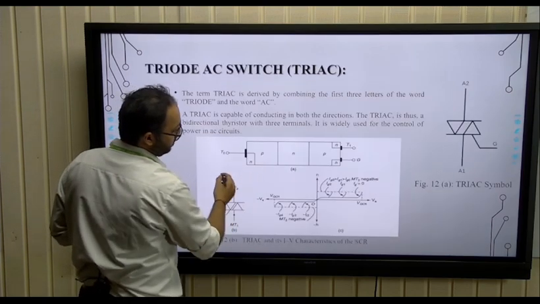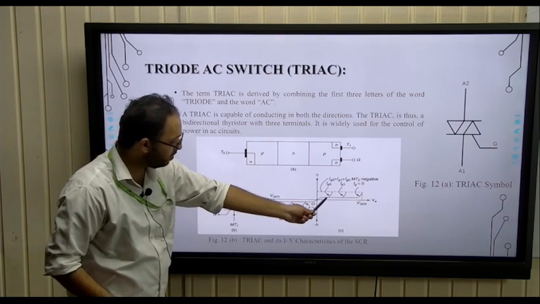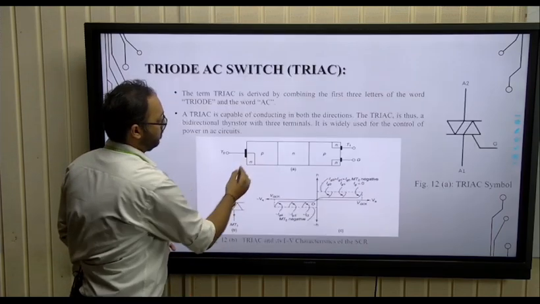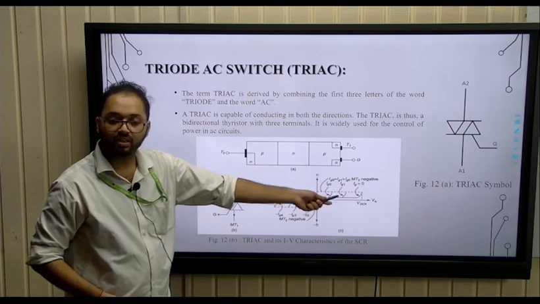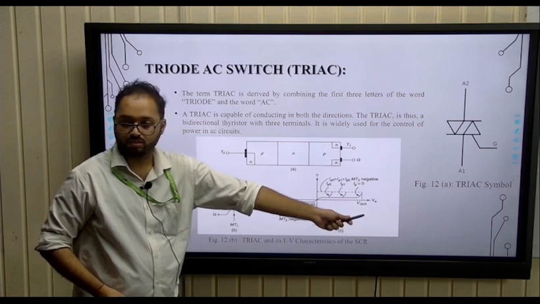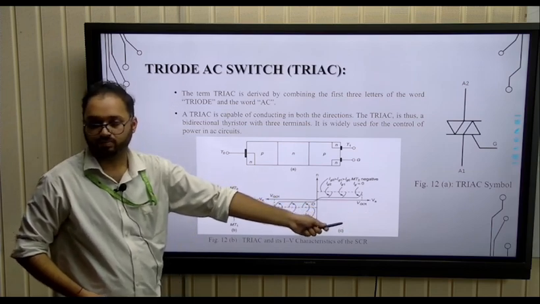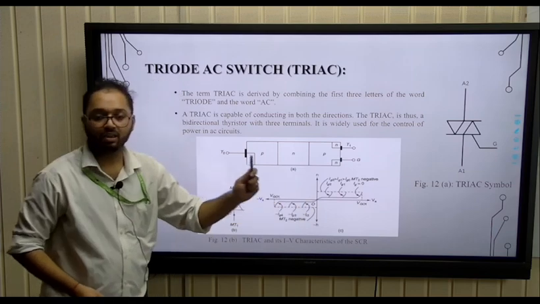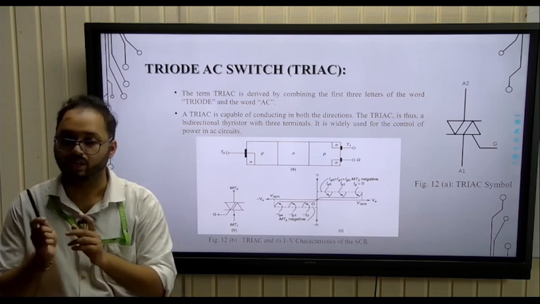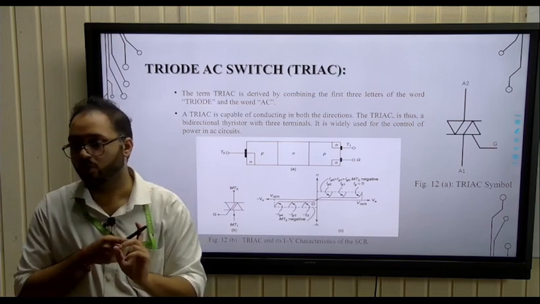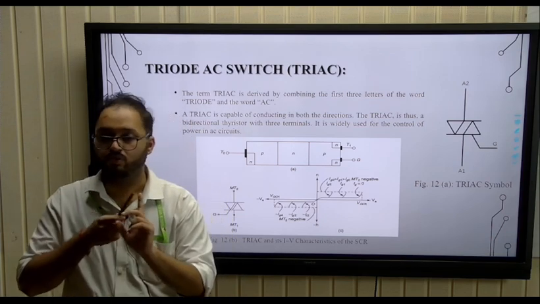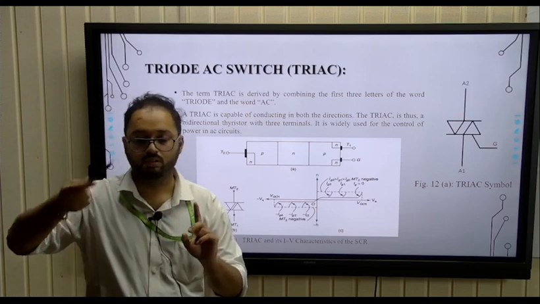let me tell you with the help of this figure. As you can see, when we are applying IG, it is turning on much faster than it was turning on at VBO, that is the break over voltage. That is the same as the SCR. So when we are applying gate pulses, we are actually turning it on with a lesser amount of voltage. So we are actually controlling the output voltage also. Getting it? So when we are controlling the output voltage, we are controlling whatever output it is giving.